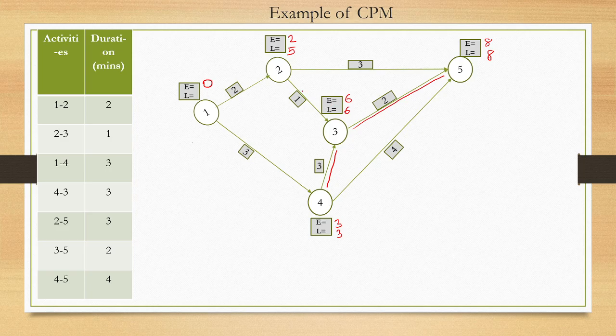Now for this one, 3 minus 3 is 0 and 5 minus 2 is 3. So we need to take the minimum value. So this is 0. So this is one more critical activity. So what is the critical path here? That is 1 to 4, 4 to 3 and 3 to 5. And what is the project duration? 8 minutes.